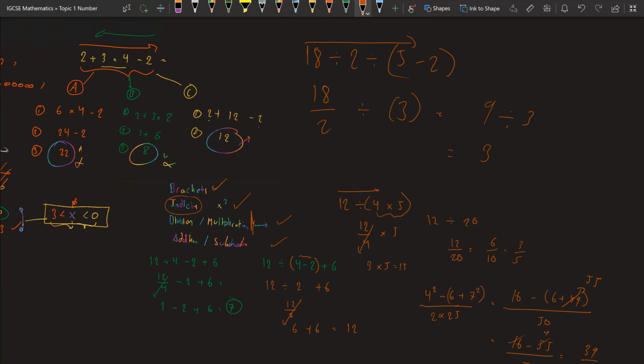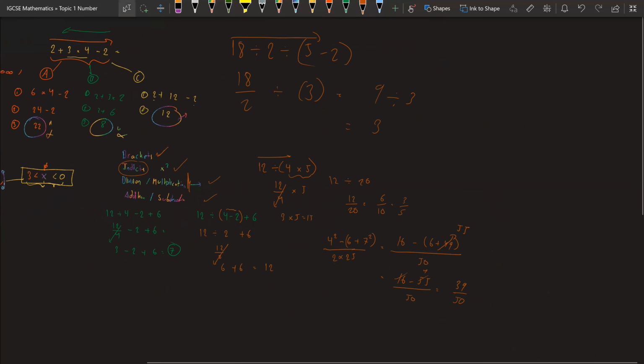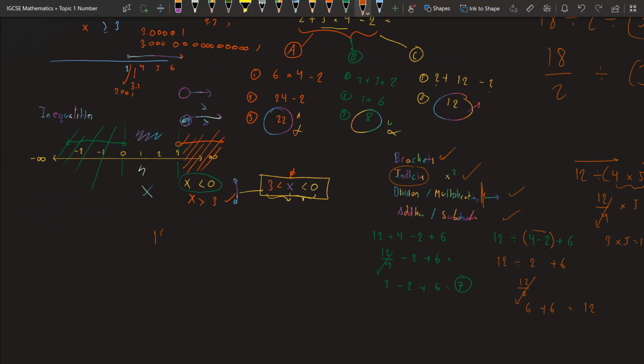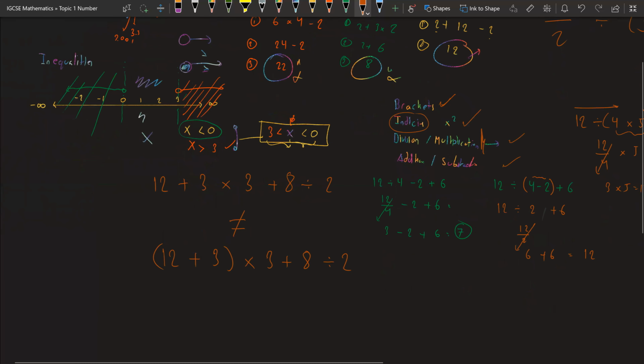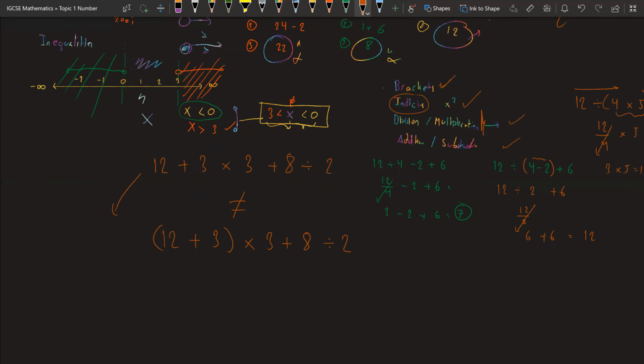And so I just want to put it out there that 12 plus 3 times 3 plus 2 divided by 8 is not the same as 12 plus 3 times 3 plus 8 divided by 2, because over here we have to do the order of operation: no brackets, multiplication and division here from left to right.